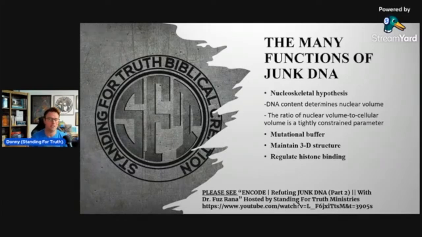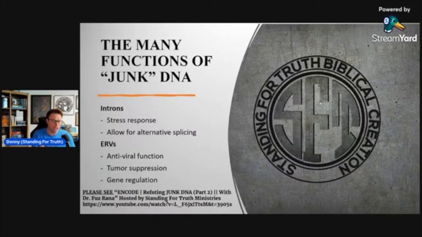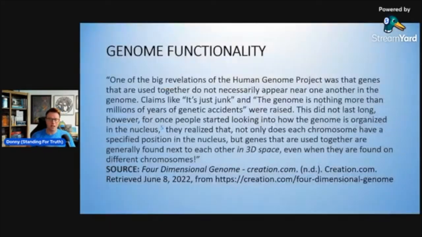So we've discovered just innumerable functions of the so-called junk DNA. It's been completely overturned. There's what's called the nucleoskeletal hypothesis, the details of which could be saved for a separate presentation. They act as a mutational buffer, gene regulation, expression, embryological development, maintaining the 3D structure of the genome itself. Pseudogenes, one of the evolutionists' favorite arguments as well, are now known to be necessary to sustain healthy life processes in the cell. Gene regulation, they act as a decoy. Cell stress responses, gene regulation again. The ERV sequences, we now know, play an antiviral function. They're involved in tumor suppression, gene regulation.